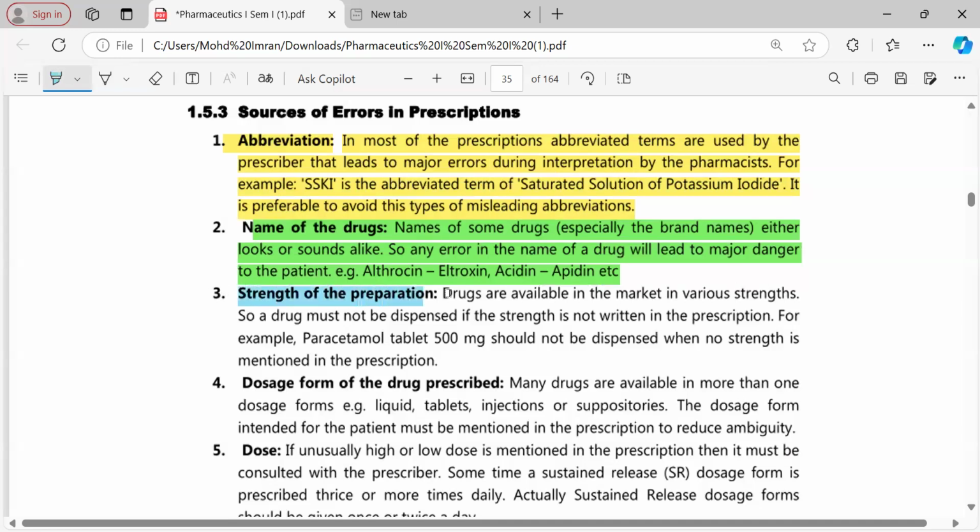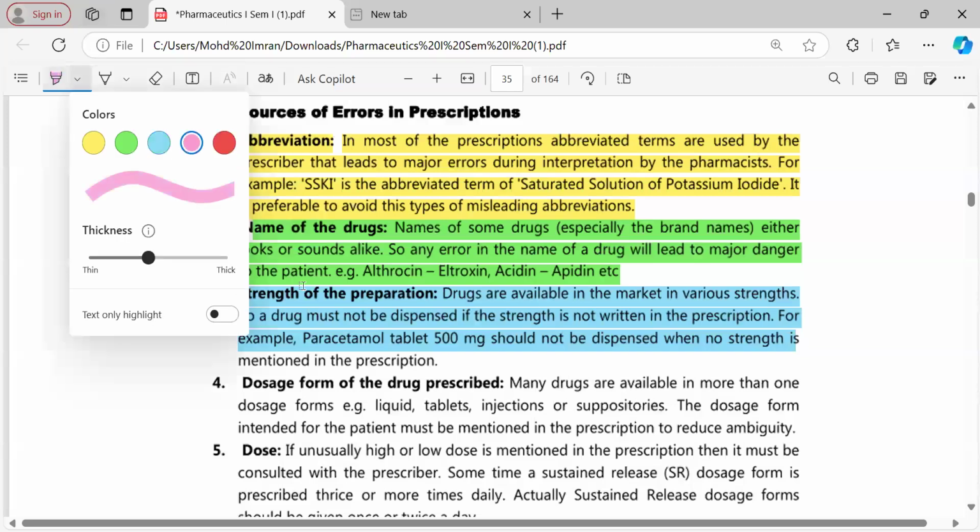Next, a very important error is the strength of the preparation. If the doctor misses mentioning the strength, then it is a serious error, right? Writing just paracetamol, and the pharmacist prescribing a 650 mg or 500 mg paracetamol, is not good. The doctor should clearly mention the strength of the dosage form, because strength changes depending on conditions like the age of the patient, weight of the patient, gender of the patient, and many other disease conditions. So not mentioning the strength is also a serious error.